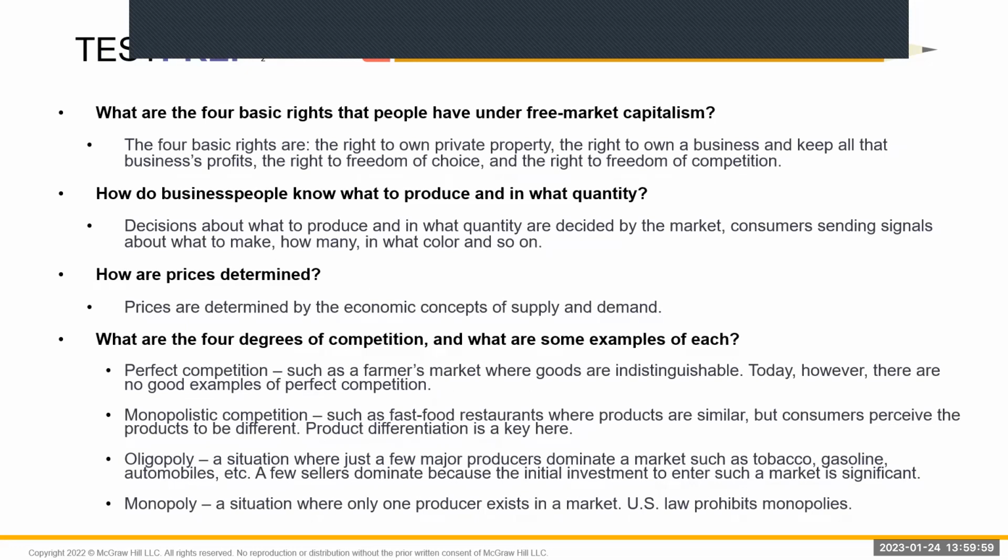How do business people know what to produce and in what quantity? What to produce, and what quantity, is decided by the market. It's decided by the relationship between the consumer and the business. That's how it works. How are prices determined? Pretty much the same way. Prices are determined by the economic concepts of supply and demand. Businesses control supply, consumers control demand. The two coming together is how you get your prices. And the 4 degrees of competition: perfect competition, monopolistic competition, oligopoly, and monopoly, which we already talked about.